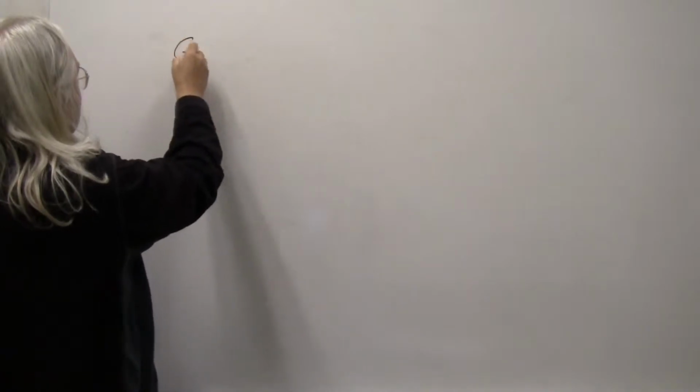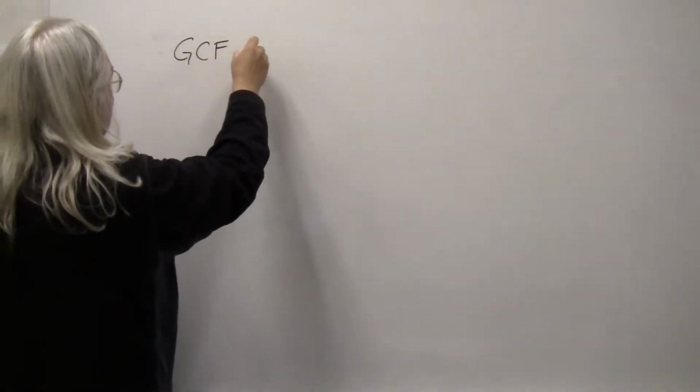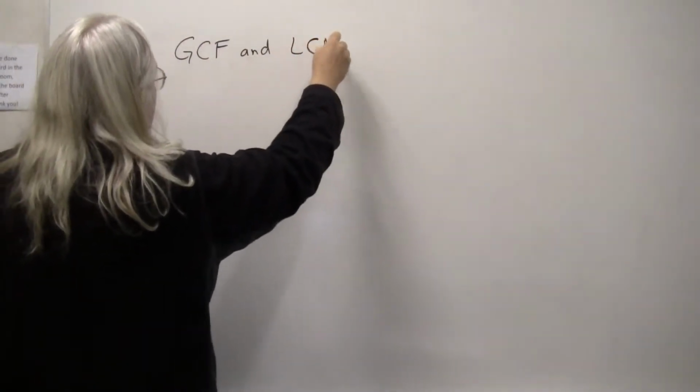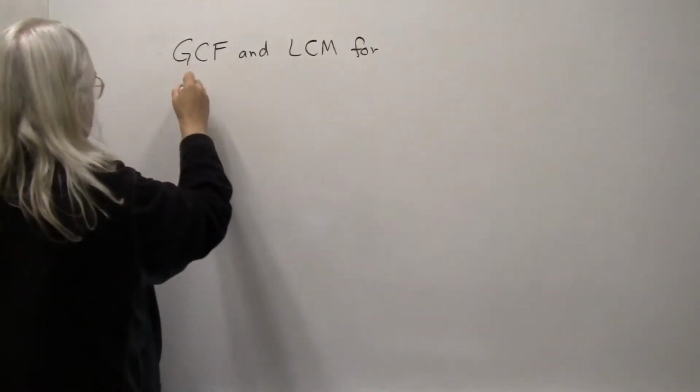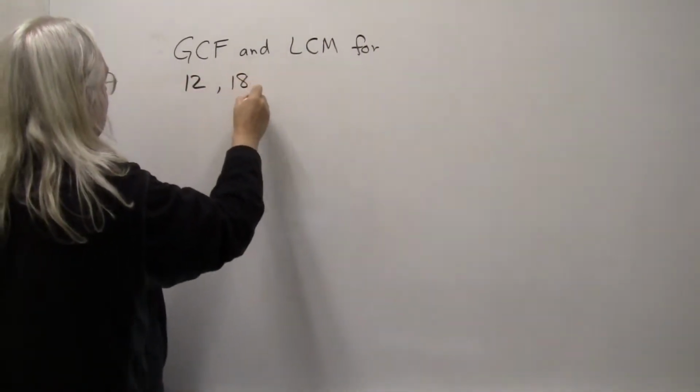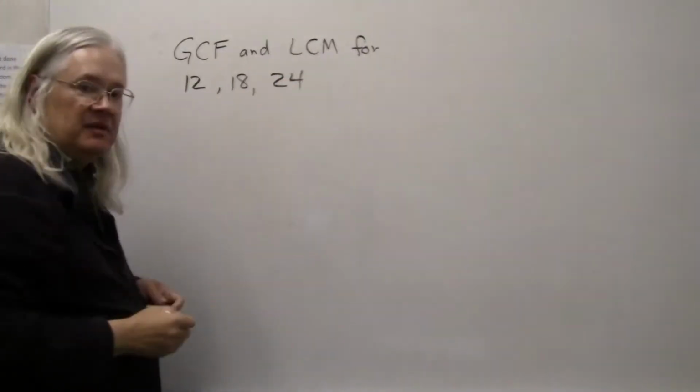Somebody asked me the other day about greatest common factor and least common multiple. So I think they wanted both for a set of numbers like, I think it was 12, 18, and maybe 24. I'm not sure if I remember right.